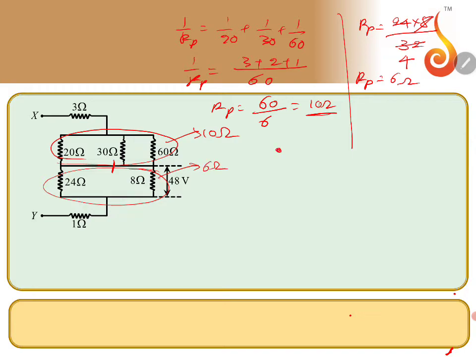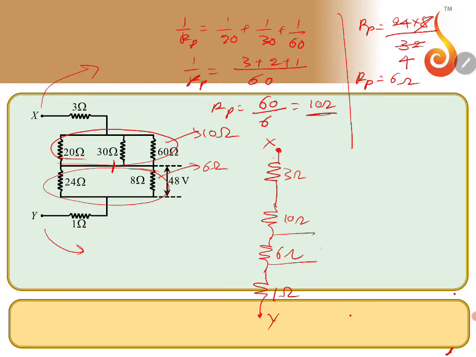Now I can rewrite the circuit like this. This is X, and this is 3 ohms, connected to next, 10 ohms, next connected to 6 ohms, next it is connected to 1 ohm. Correct. This is Y. So across this 6 ohms the voltage is 48 volt.